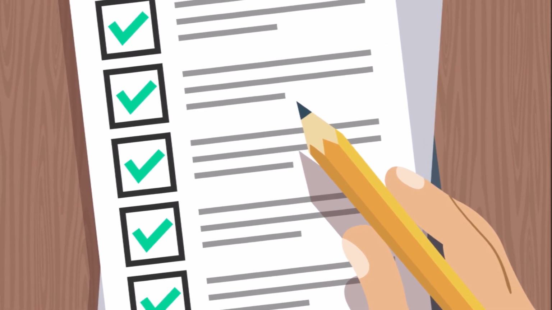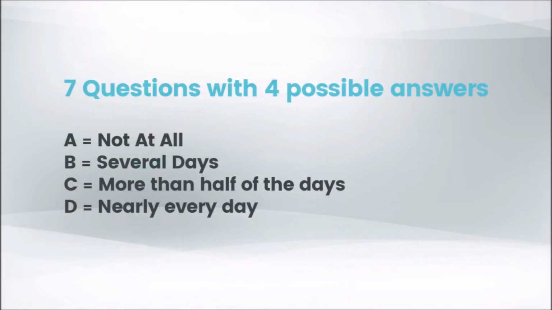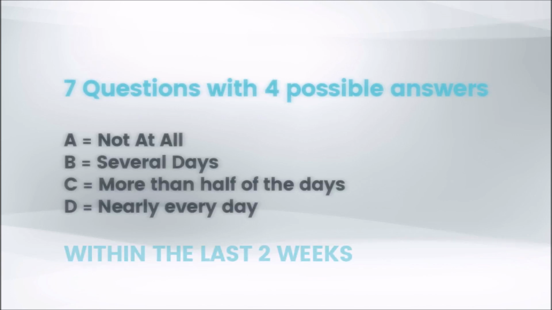All 7 of the questions come with 4 possible answers, with those answers being A, not at all, B, several days, C, more than half the days, or D, nearly every day. And all 7 questions are to be considered from within a time period of the previous 2 weeks. If you've got your pencil ready, let's take a look.